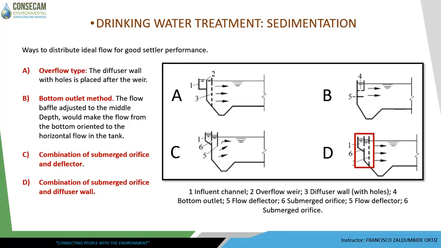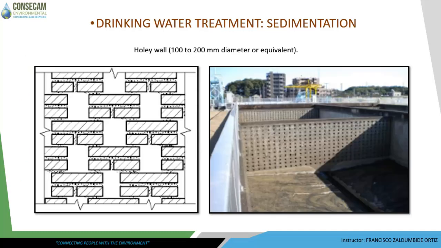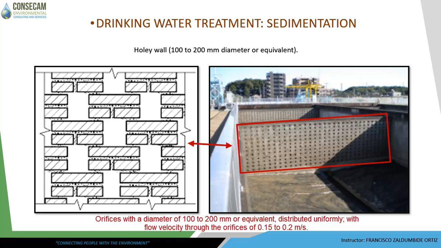Finally, there is the combination of a submerged orifice and a diffuser wall. Any of these techniques allows the flow to be properly distributed and avoids problems with flock settling. This illustration shows a settler and the perforated diffuser wall, which is one of the most practical and effective methods for achieving homogeneous and horizontal flow distribution, with orifices of 100 to 200 millimeters in diameter.